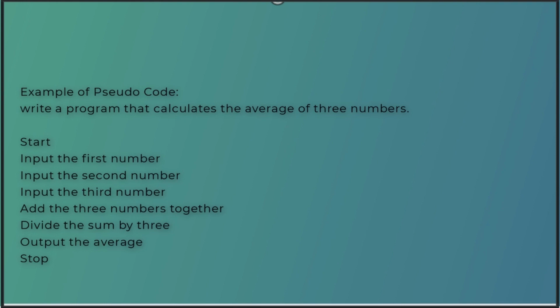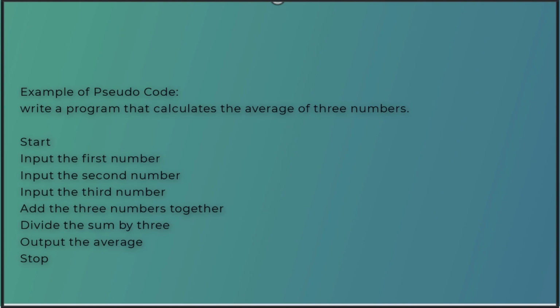For example, we are given an algorithm to write a program that calculates the average of three numbers. So given three numbers, we want to calculate the average. If you are to write down the steps you are going to take in order to write this algorithm, what is the first step? To input the first number. Since we are dealing with three numbers, you input the first number, then we input the second number, then we input the third number.